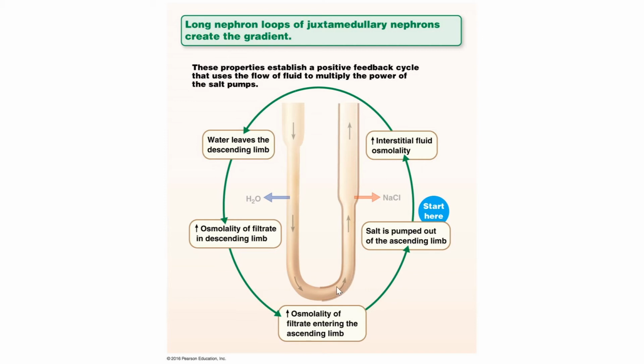And then, because we have an increased concentration of filtrate, that's why we pumped the salt out in the first place. So one more time from the top, the ascending limb pumps out salt. This increases the osmolality of the interstitial fluid. This increase in osmolality causes water to leave the descending limb. When water leaves the descending limb, it increases the osmolality of the filtrate. And that increased osmolality in the filtrate is why we had to pump salt out in the first place.